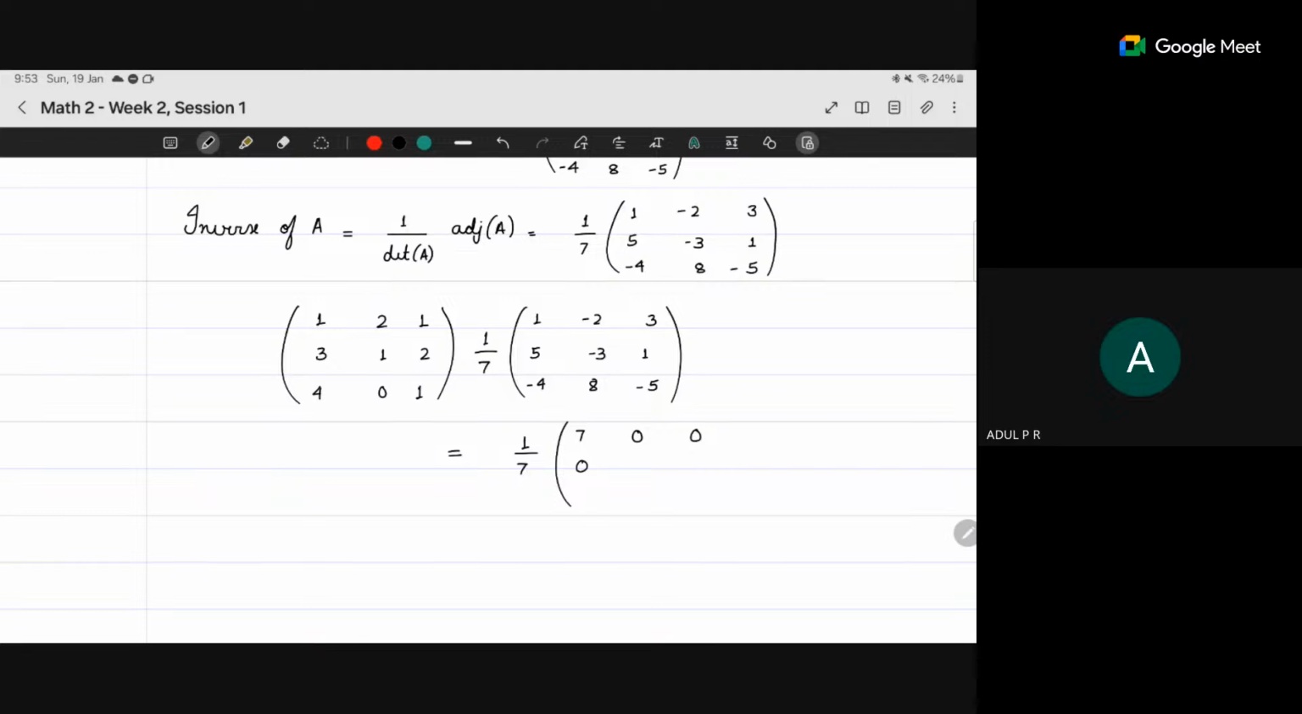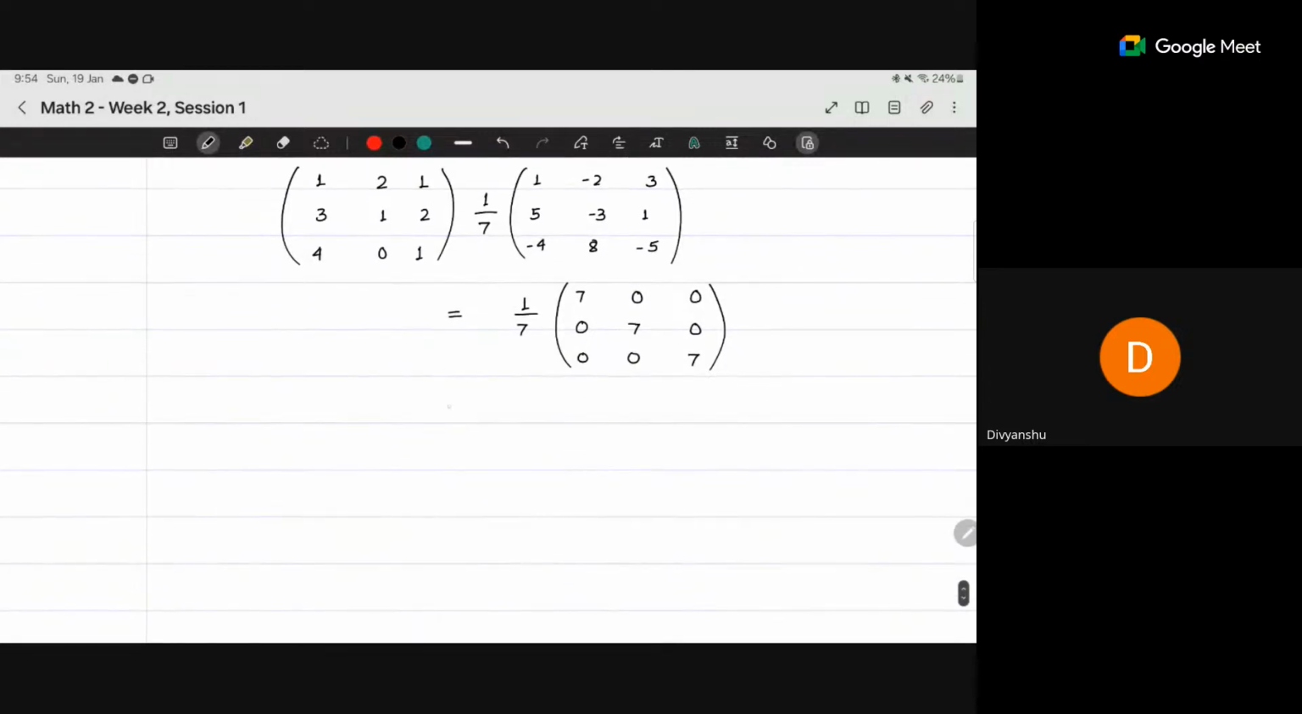Minus 6 minus 3, minus 9, plus 16, which is 7. You can verify that this happens. So 7. Let us verify that this happens. 9, 10, 10, yes. 4, 0, minus 4, yes. Minus 8, 0, 8, yes. 12, 0, minus 5, yes. So now that we have a 7 outside, we can just multiply this to get just 1, 1, 0, 0.